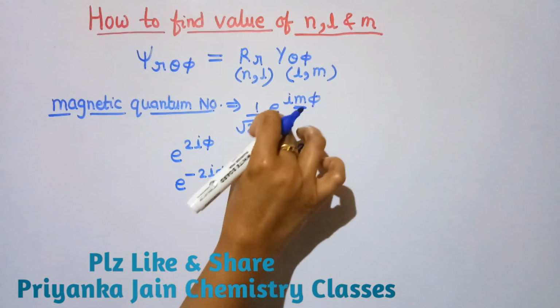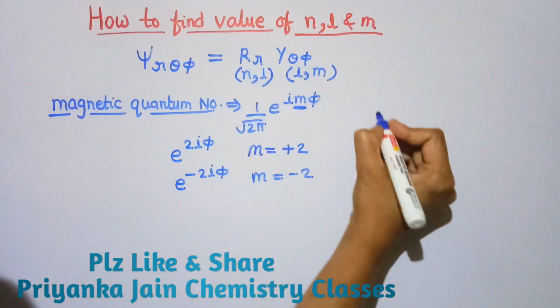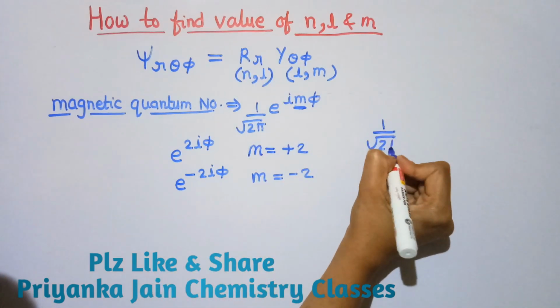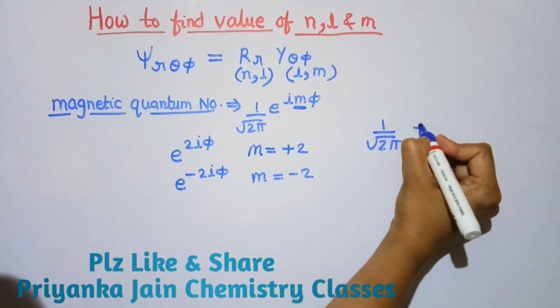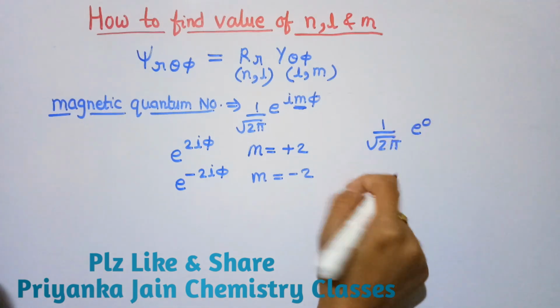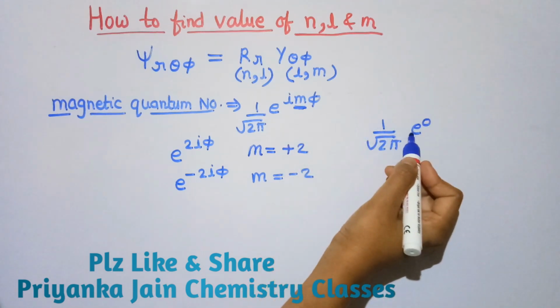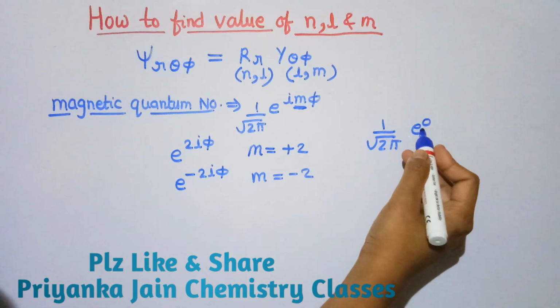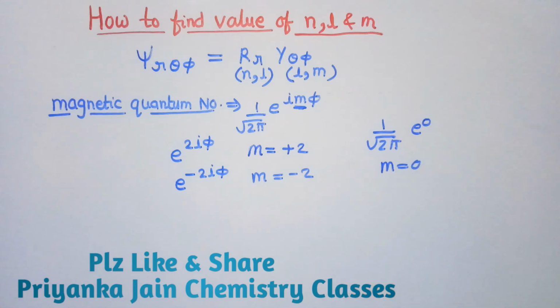And if we are not given this exponent term, and we are only given 1 upon root 2 pi, nothing else, what does it mean? It means we are given e to power 0. Why? Because we know that the exponent of 0 is equal to 1. This e to power 0 will be equal to 1, so this will be equal to this. So now you can understand that here the value of m will be equal to 0. Right? So in this way you can find out the magnetic quantum number.